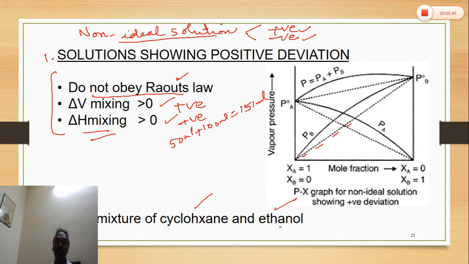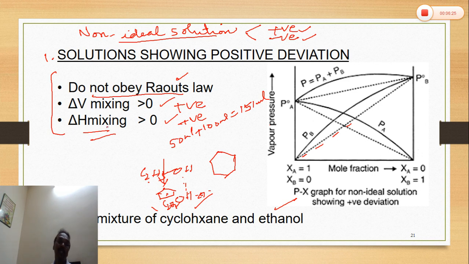Cyclohexane and ethanol. Between ethanol molecules, C2H5OH, there is hydrogen bonding. When cyclohexane molecules enter between these hydrogen bonded ethanol molecules, there will be some expansion of volume. Expansion of volume will be positive. That is, volume is expanded, volume increases.